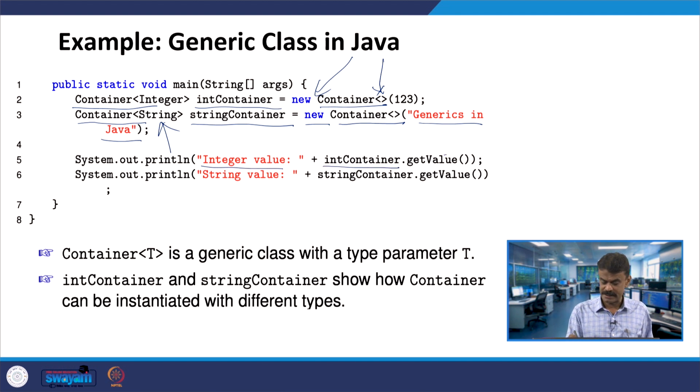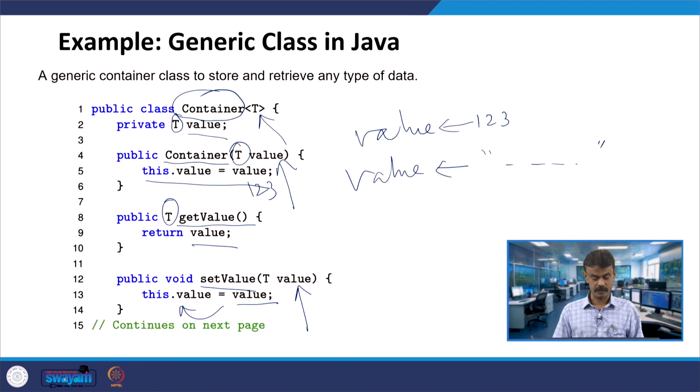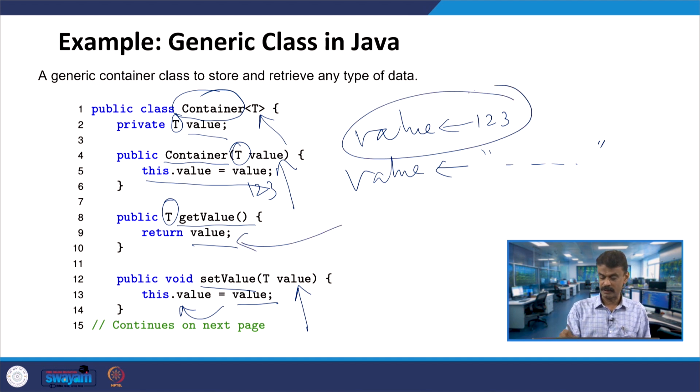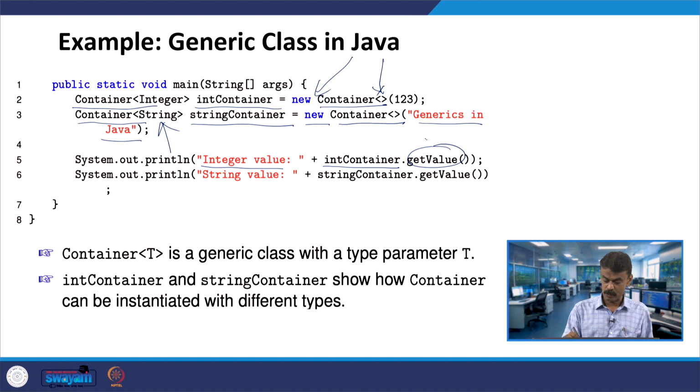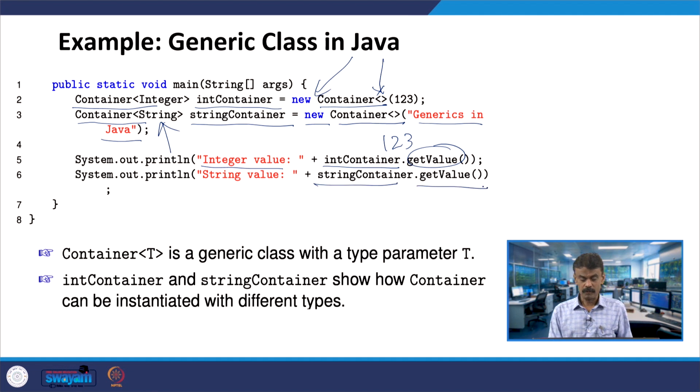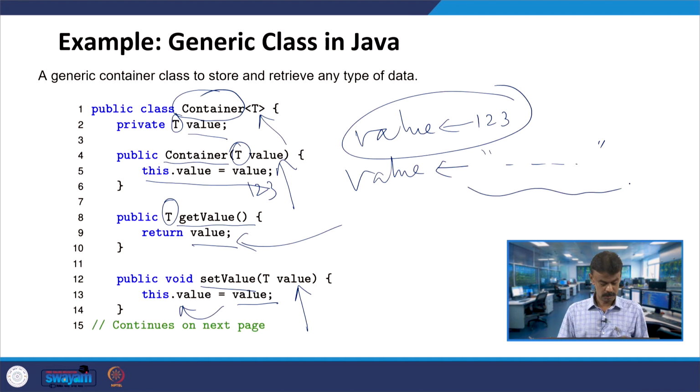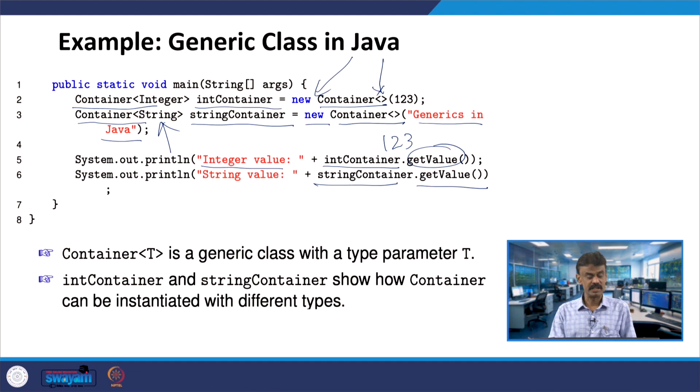Next we are printing with System.out.println the integer value. The intContainer object is invoking getValue, so value will be returned, and we know value is 123. In this case we get 123 as the output. In the second case, stringContainer invokes getValue, and value is the string, Generics in Java.